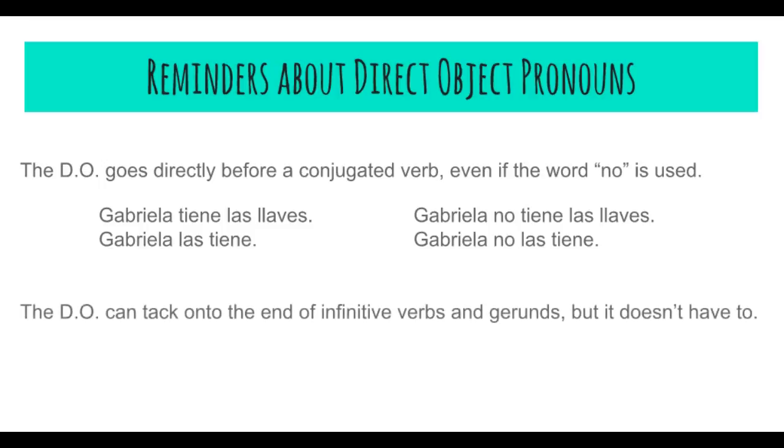When you have an infinitive verb, so remember that's a verb that ends in either AR, ER, or IR, or a gerund. Remember a gerund is the equivalent to the English ING. So those are verbs that end in ando or yendo. You can put the direct object on the end of the infinitive verb or the gerund, or you can put it before your conjugated verb like you would in a normal sentence. So either way would be correct.